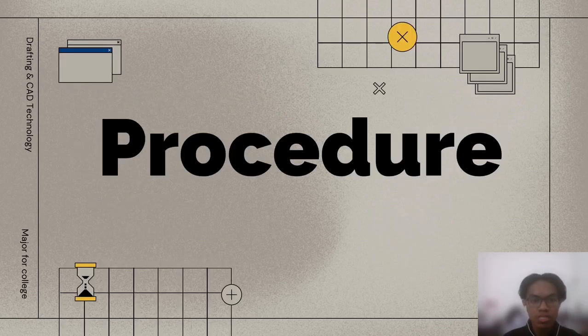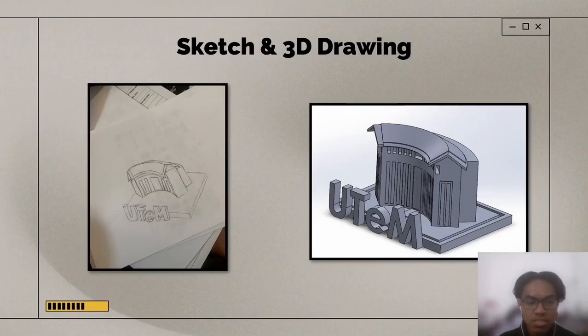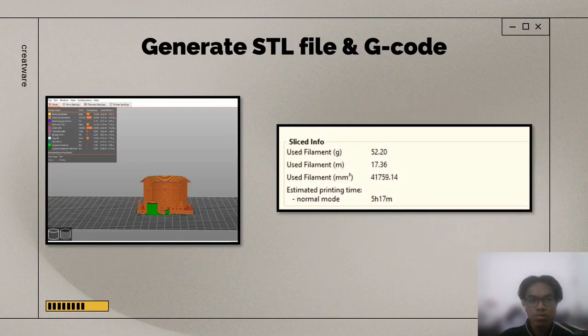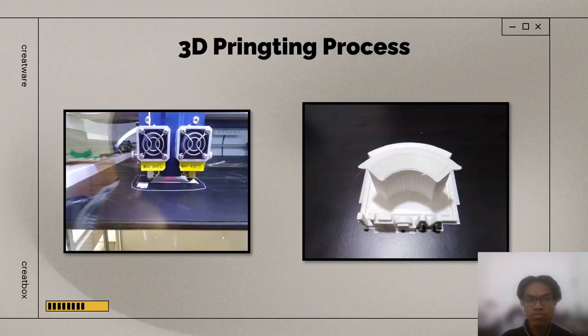Now, I will explain the procedure for our project. First, we make a sketch and a 3D drawing with full dimensions using SolidWorks. Then, we generate an STL file and transfer it to CryptWare software to generate a G-code and the building time. After that, we transfer the G-code to the 3D printing machine to start the printing process.